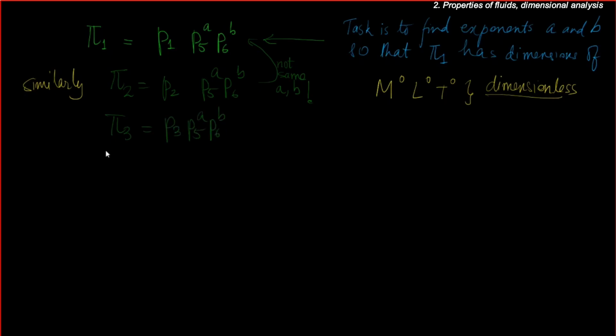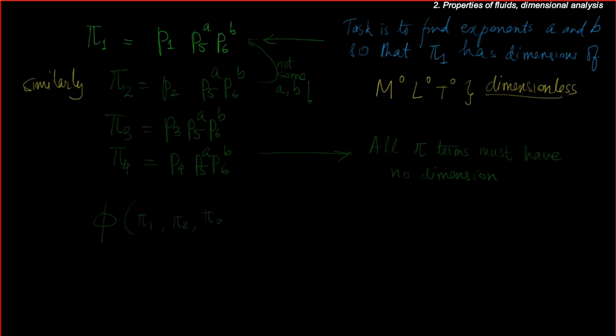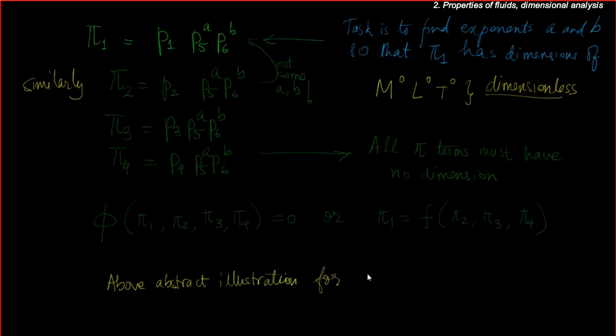The various dimensionless terms are called the pi terms, and we can write down pi1 as P1 times P5 raised to A, P6 raised to B, and it is our task to find out what the values of A and B will be, which would satisfy the fact that pi1 has no dimension. Similarly, we can write down pi2 as P2 times P5 raised to A and P6 raised to B. And then once again, the task would be to find the values of A and B so that pi2 has no dimension as well, and so on.